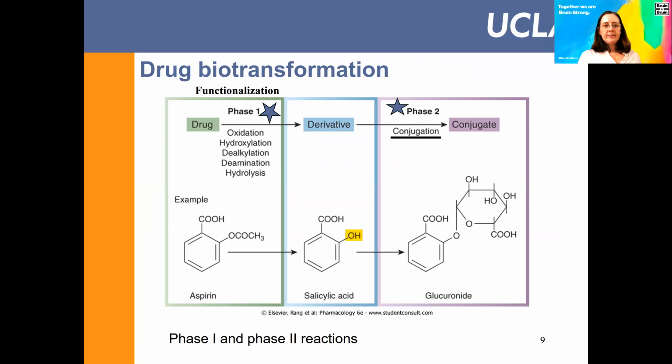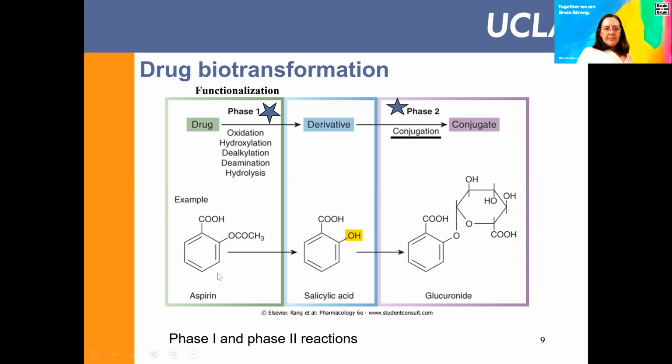So here is a slide that shows the two phases of the metabolism of aspirin. You see here you have phase one, and you have different types of enzymes that are working on aspirin. Sometimes you don't just have one enzyme that is going to lead to one type of metabolite. You have several enzymes that work together and do different things. So you can have oxidation, hydroxylation, dealkylation, deamination, hydrolysis. Remember I said phase one is the functionalization.